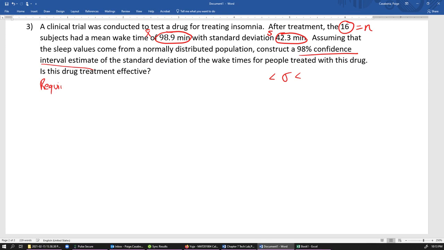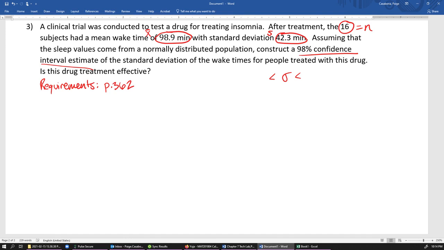The requirements, you'll see these on page 362. There are two requirements. One, the sample is a simple random sample, which again, it doesn't really say here, so we have to kind of assume that these 16 people were selected randomly. And then two, the population must have normally distributed values even if the sample is large.